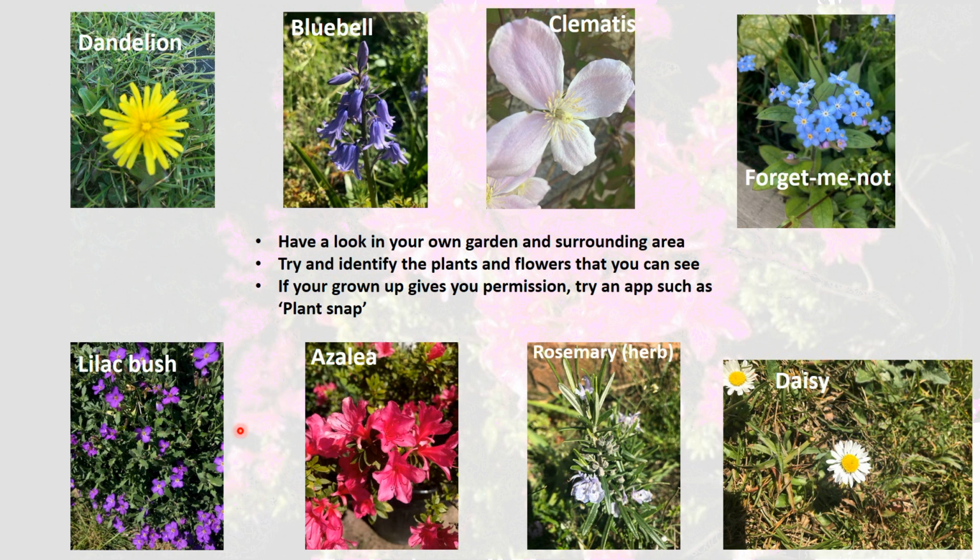Have a good look in your own garden as well if you're lucky enough to have a garden, or have a little look around your surrounding area. Notice those plants and flowers that you can see while you're walking around. And if you've got permission for this and you've got access to an iPad or a phone or something like that, see if you can download an app such as Plant Snap, and it's really good because you can take a photo of a plant and it tells you what it is. And that's a really good way of learning and helping you to remember it as well.